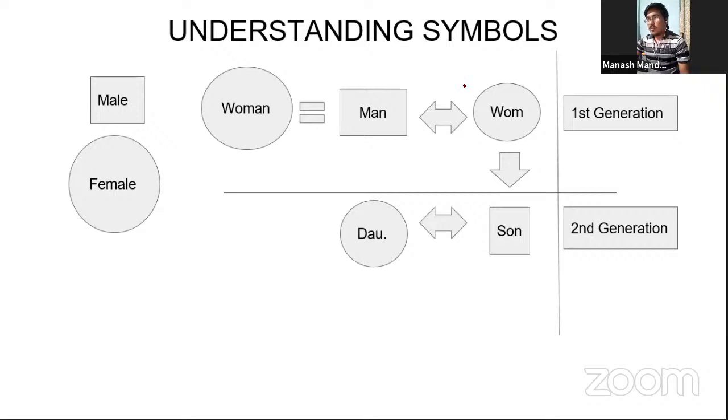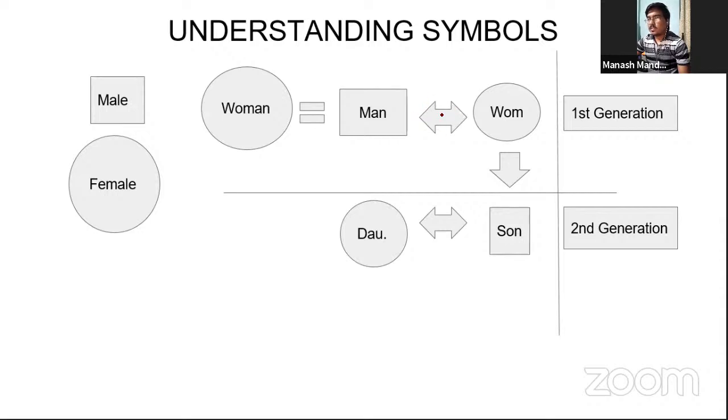Basically, this square is used for man, and this circle is used for woman. This equal sign is used when there's a relationship between husband and wife. The relationship between this man and woman is denoted by the symbol equal. So how do you remember this? In the eyes of law, the man and woman are considered to be equal, and therefore we use the equal symbol. Now, this man and this woman have a symbol in between them, that is a double-sided arrow.